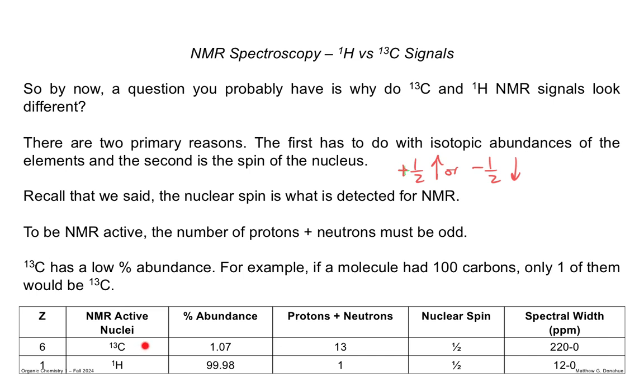We said that the C13 nuclei was only about 1% abundant. And again, that is what the experiment is observing. Proton is 100% abundant. So now the issue is the nuclei can be in one of two spin states. So what happens is if you're looking at a specific carbon or its attached hydrogens, the signal that you see is influenced by the neighbor.